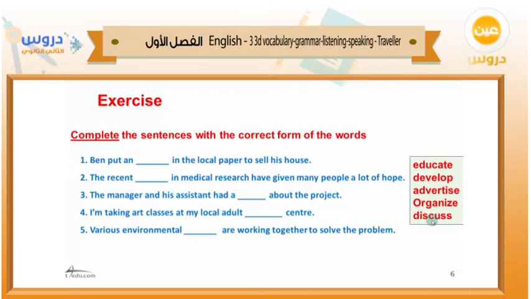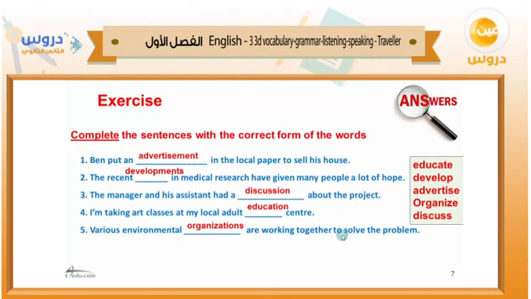A discussion. Discuss with the suffix -ion at the end changes the verb discuss into discussion, so it becomes a noun. So then, the manager and his assistant had a discussion about the project. Number 4, I'm taking art classes at my local adult education center. Education center. So we change the verb educate into a noun by adding the suffix -tion, which is shin. Education center. And of course, number 5, various environmental organizations are working together to solve the problem.